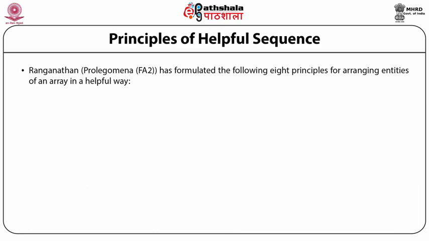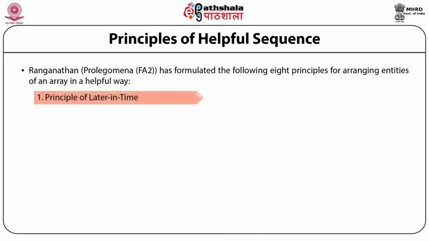Ranganathan, in his very famous Prolegomena to Library Classification, in section number FA2, has formulated the following 8 principles for arranging entities in an array in a helpful way. A librarian or a classifier could choose any one of them at a time for arrangement of entities, depending upon the nature of the entities to be arranged.